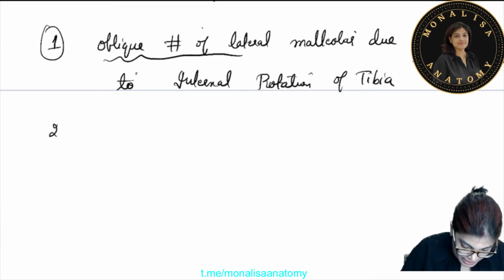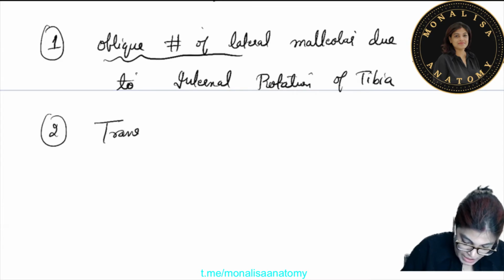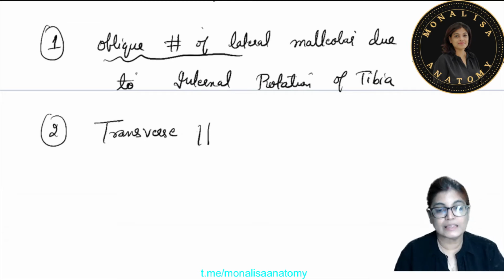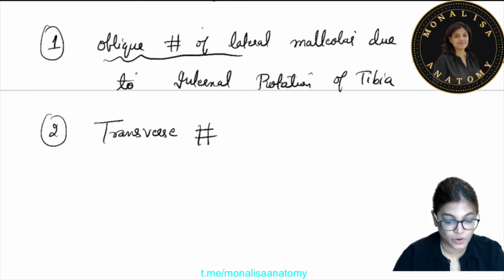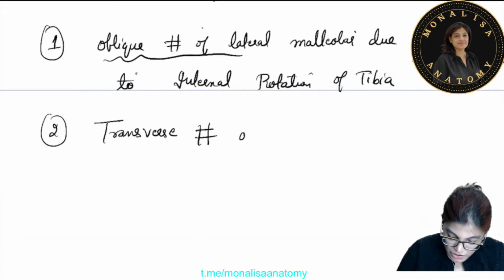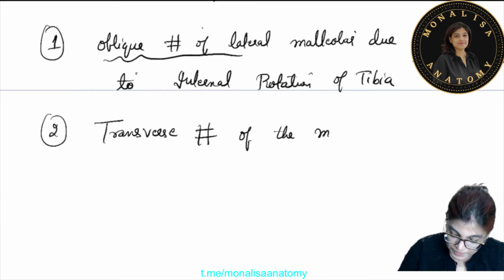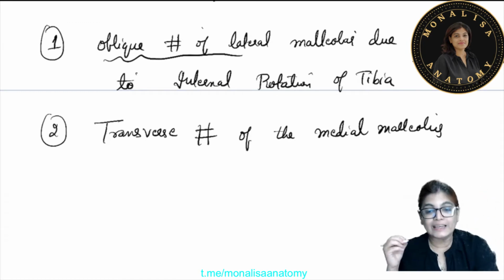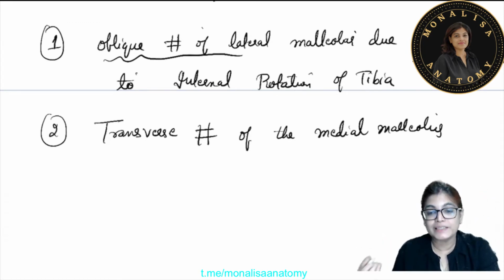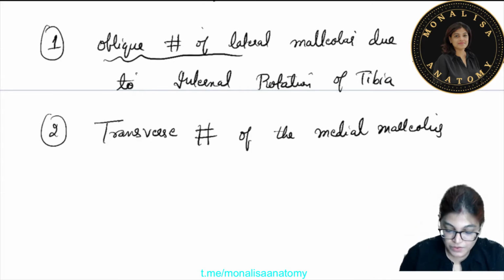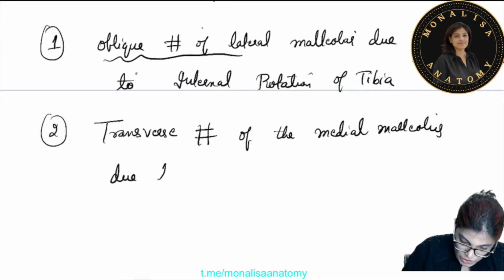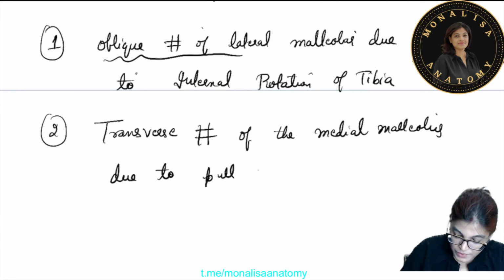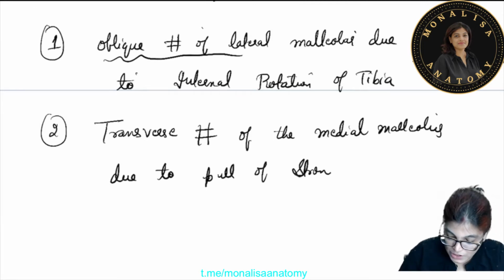Now coming to the second degree, that is the transverse fracture. This transverse fracture occurs on the medial malleolus. Okay. Due to the pull of strong deltoid ligament. The reason is the pull of strong medial collateral ligament of the ankle joint, which is also called the deltoid ligament. So transverse fracture of the medial malleolus due to pull of strong deltoid ligament.